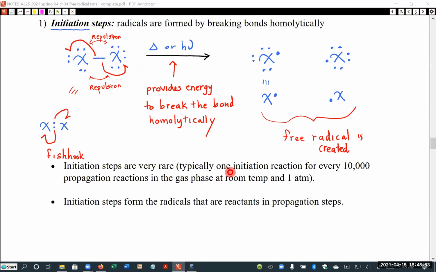Now, initiation steps are very rare in a free radical reaction. Typically, we're going to have 1 initiation step for every 1,000 of the propagation steps, which is the next one that create all the products, in the gas phase at room temperature. The rarity of the different types of free radical reactions depends on the temperature, and it also depends on the concentration of the radicals. Many of these are run in the gas phase, and the lower the pressure, the farther apart the radicals are, the longer their lifetime.